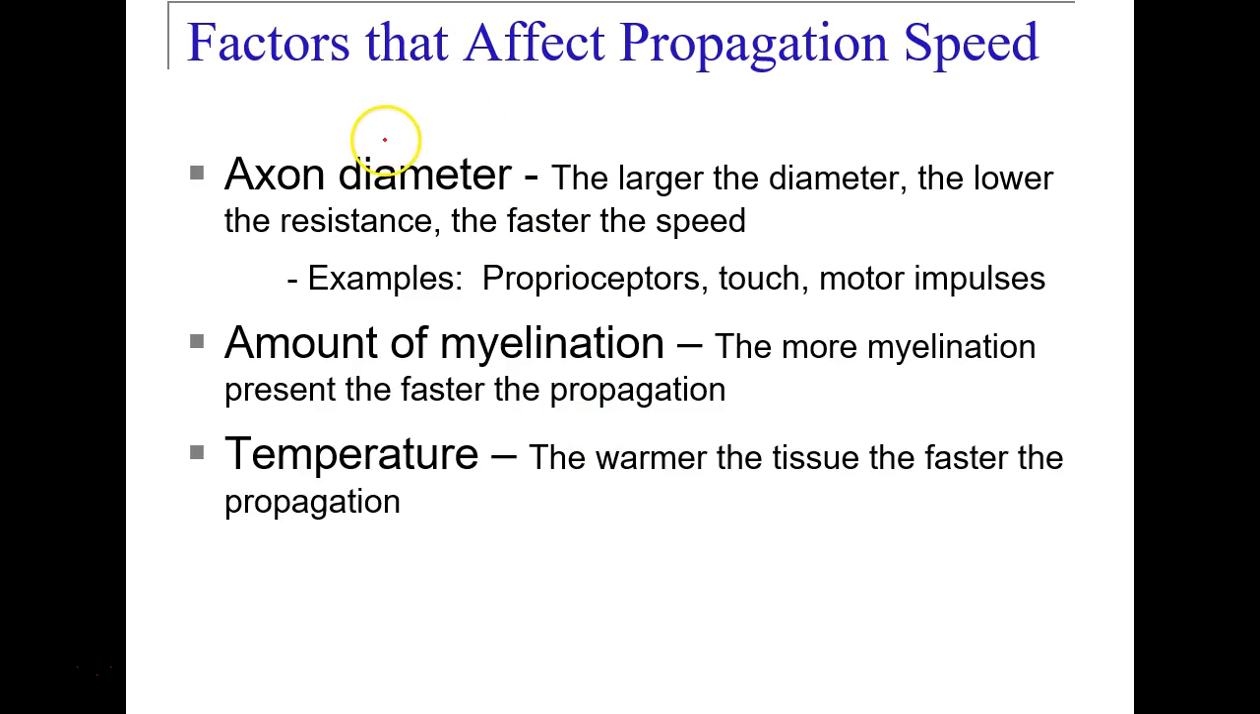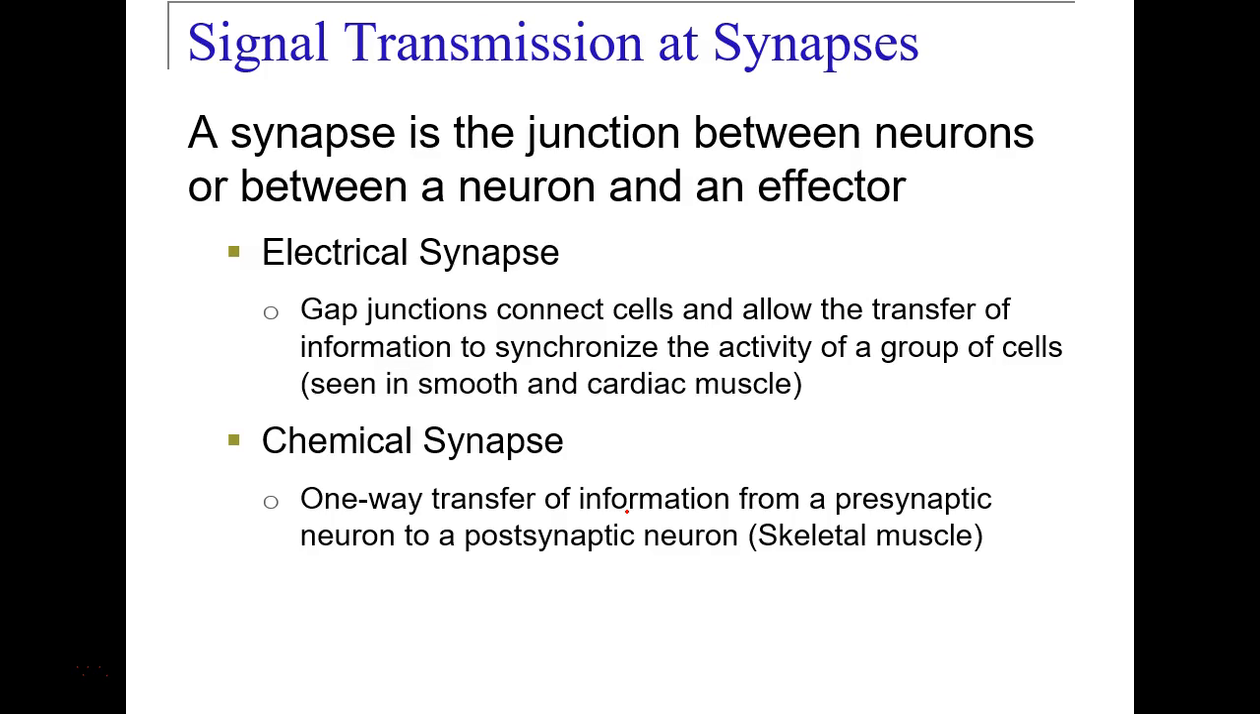Also making a difference would be axon diameter. So the larger the diameter, the faster the speeds. We have less resistance. Again, amount of myelination. So the more myelination, the faster we are. Temperature. So the warmer we are, the faster the propagation. You can think of this, if you're cold, you can't really move as fast. You feel really stiff. So think of the same thing happening in your neurons.